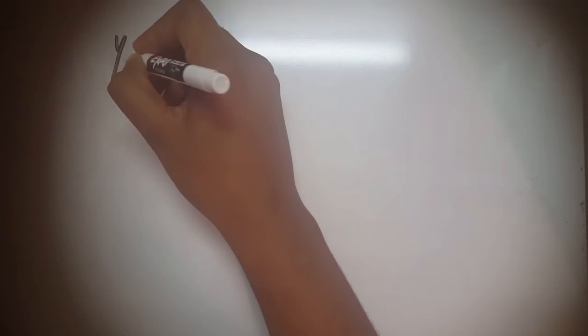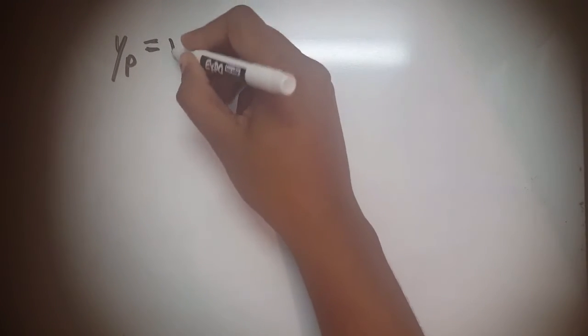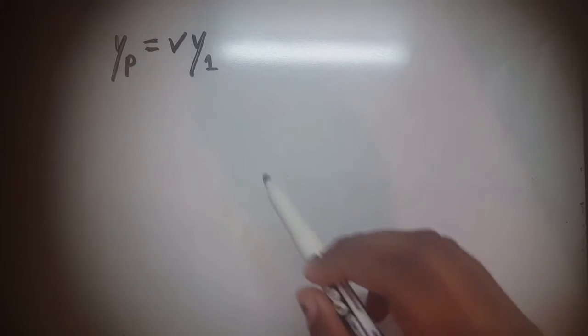Our next step is to find y sub p, using a v function times our y1. We had both cosine of x and sine of x, but in this case it is wise to choose the sine of x function, because our original equation has a cosecant, which is 1 over sine.